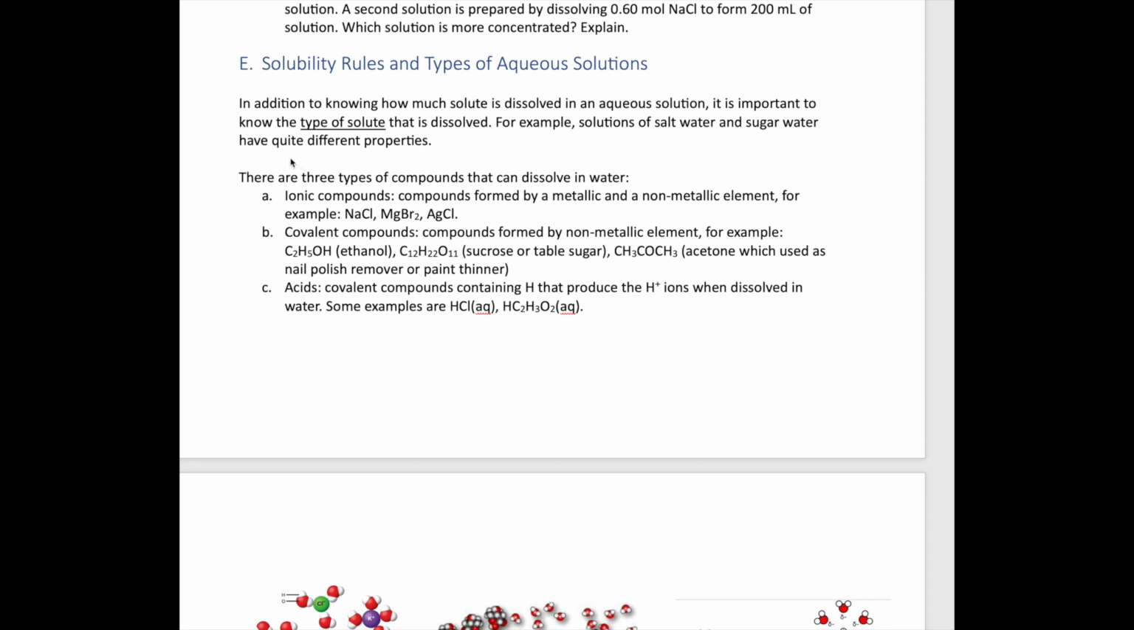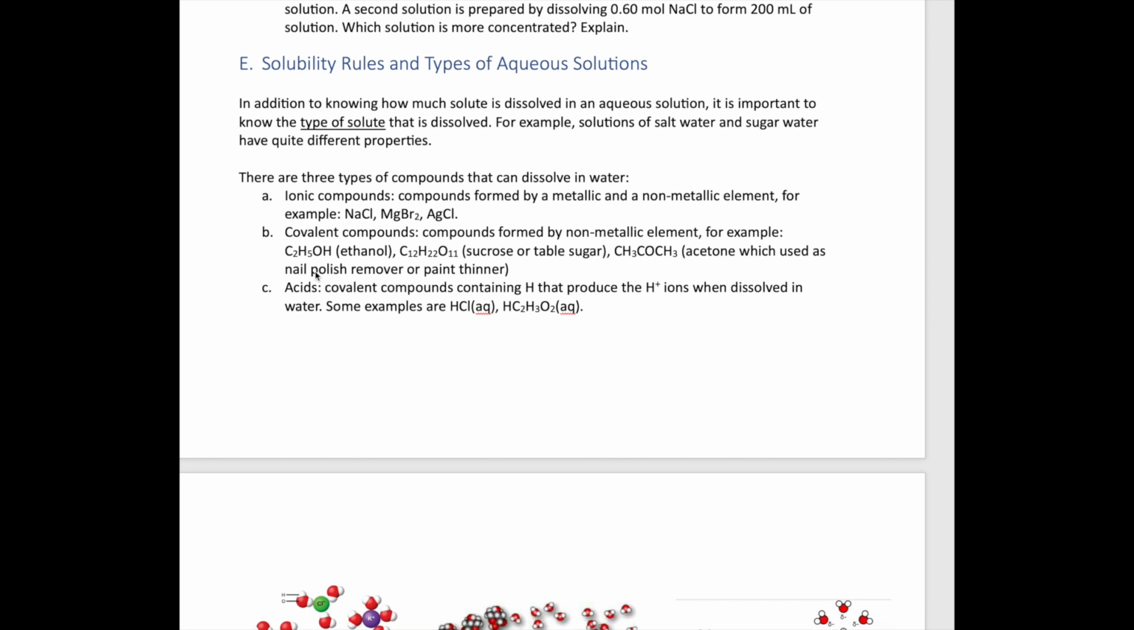So what we want to do first is just present what kind of compounds can dissolve in water. We know water is a universal solvent. So it's a solvent for what? Well, there's three different types of solutes that we can dissolve in water. The first one is just ionic compounds. Remember that this is a huge category of things where you have a metal and a non-metal combining together. So you got to go back to your periodic table and look at where the metals are and where the nonmetals are. Some examples are sodium chloride, magnesium bromide, silver chloride, things that we've seen before.